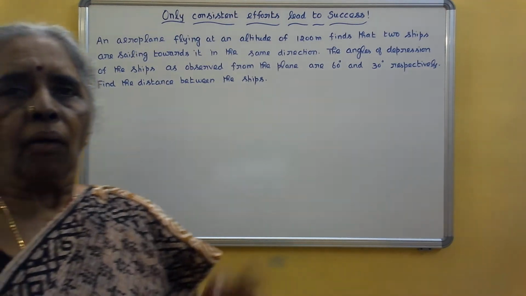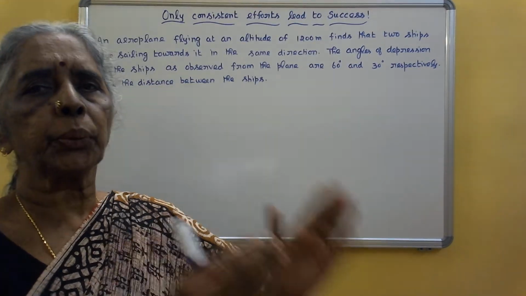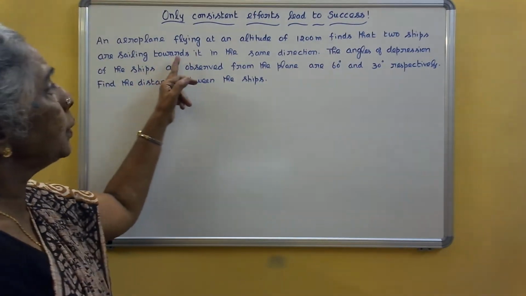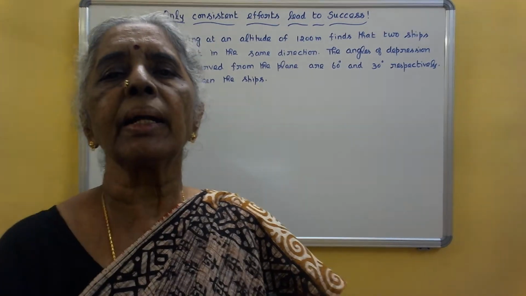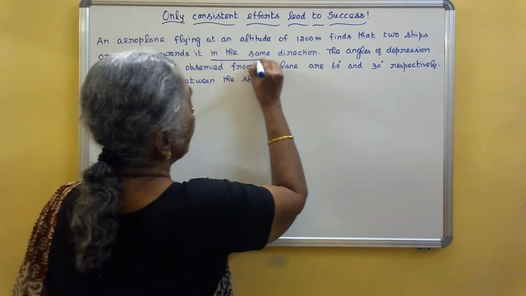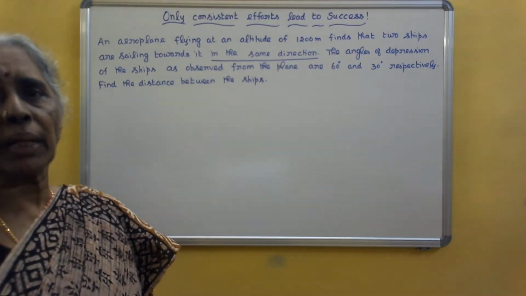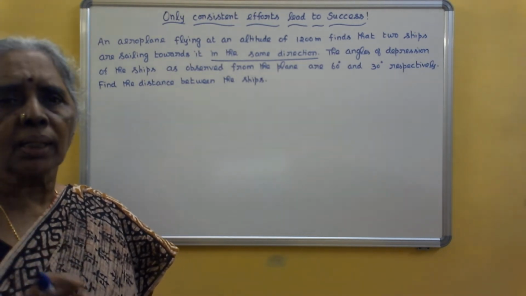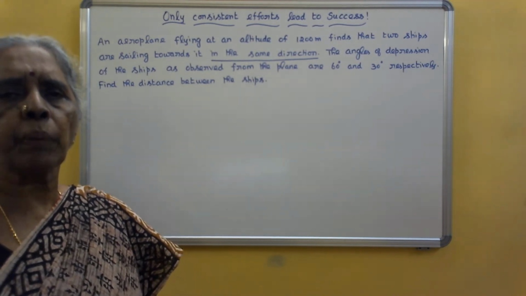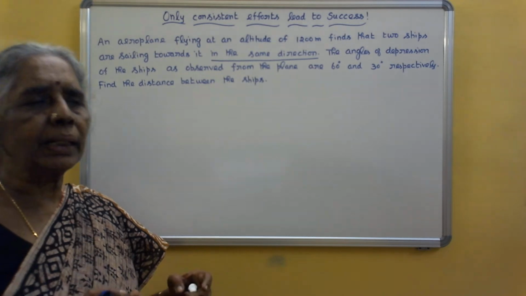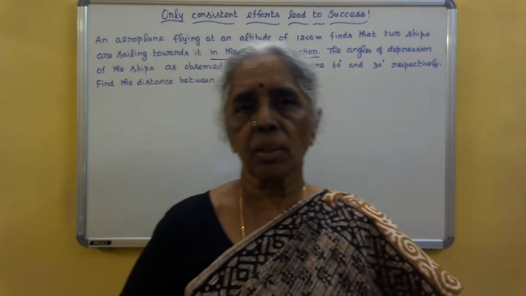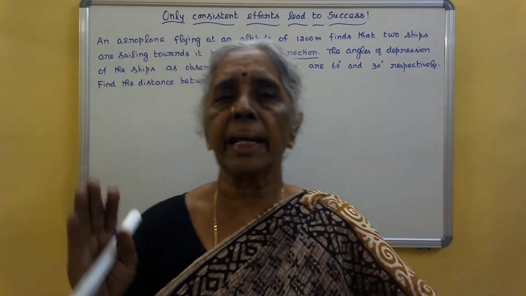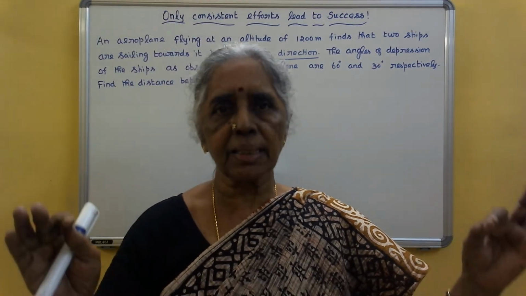An aeroplane flying at an altitude of 1200 meters finds that two ships are sailing towards it in the same direction. Okay? That is important. The angles of depression of the ships as observed from the plane are 60 degrees and 30 degrees respectively. Find the distance between the ships. Actually, in both the sums, the two objects, maybe a person, maybe a ship or whatever it is, are in the same direction. That is what I call model 1.